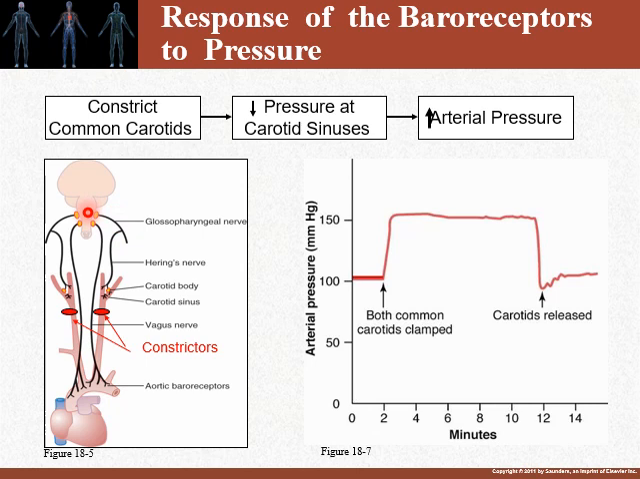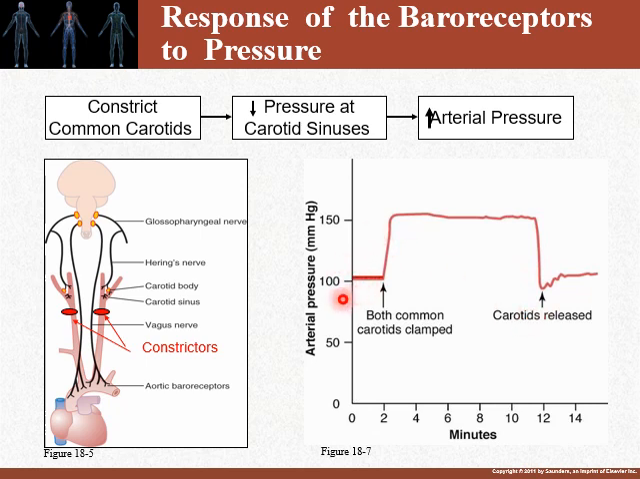Reduction in the firing of this sinus will actually increase the sympathetic vasoconstrictor tone, and it will decrease the vagal tone. So this will result in an increase in the arterial blood pressure. We can see this in the graph on the right that represents the arterial pressure changes before clamping, after clamping, and after release of the clamping.